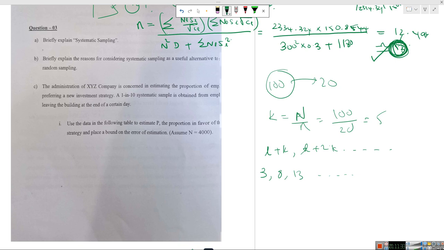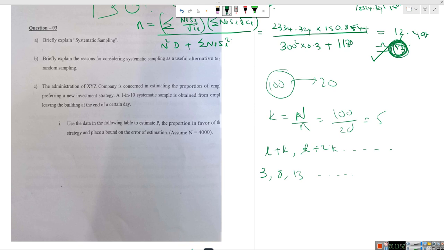Now you see here, briefly explain systematic sampling. Now you can write another way of, like, whatever I have said you can write in your sentence format, right? And briefly explain the reasons for considering systematic sampling as a useful alternative to random sampling.